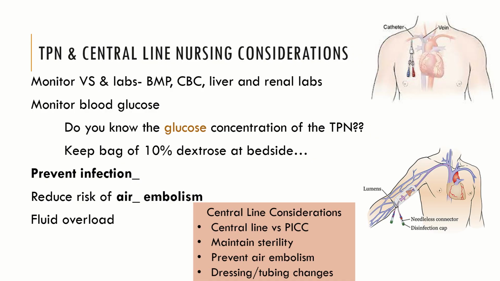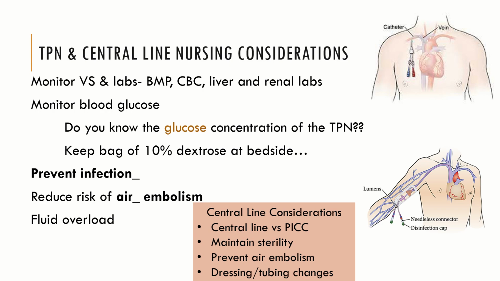Biggest considerations with central lines: we need to prevent infection because it is a direct correlation to our heart. That's where that line leads, so infection is going to be a really bad deal if that does happen. So we need to prevent infection by maintaining sterility, cleaning the hub, and following dressing change guidelines, with sterility for dressing changes, for both central lines and PICCs.